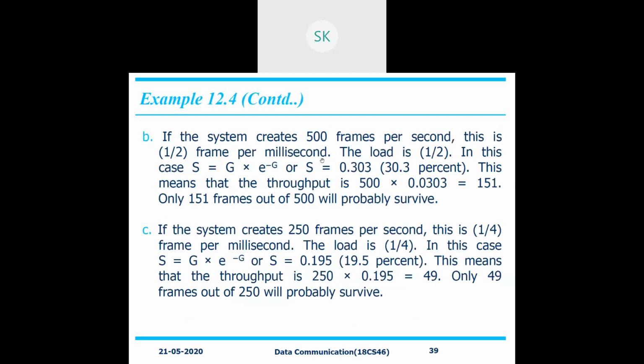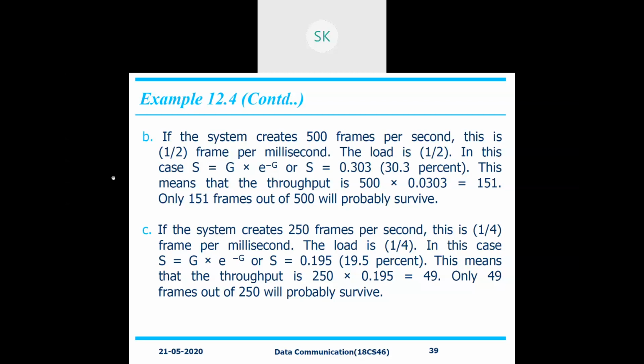Now G becomes half of it. That is 500 frames, if you are transmitting, meaning G becomes half of that particular load. With respect to that, it can have a 30.3 percent survival rate. So 30.3 percent multiplied by 500 will give you 151 frames. Out of 500 frames, you can survive 151 frames.